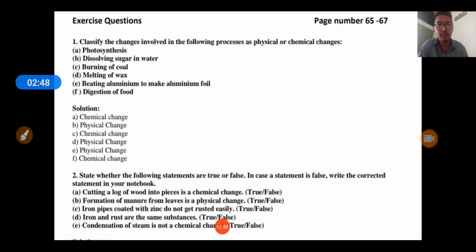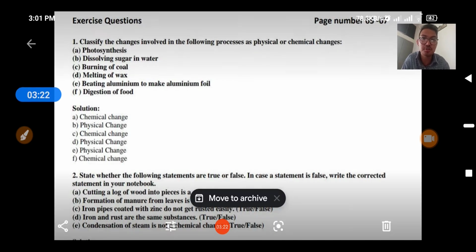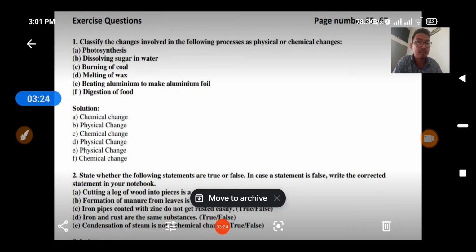Now coming to the part F, digestion of food. What happens in digestion of food? The source of food is starch. When we take it, it gets mixed up with saliva, with digestive juices and various secretions from the glands, and then finally it gets digested to form glucose. So new substance is formed. The substance formed cannot be reversed back into its initial state. So digestion of food is chemical change.